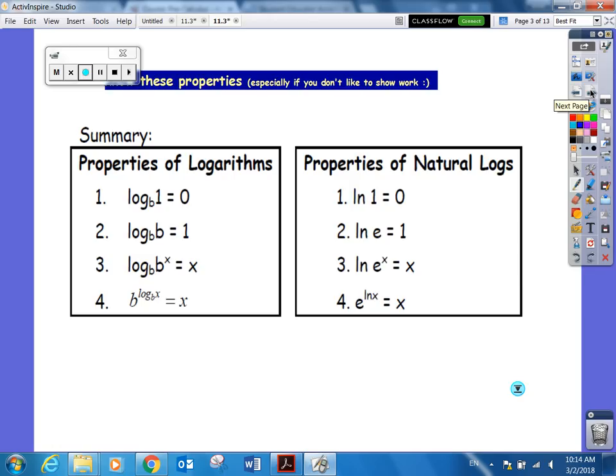Here are some properties that you can remember. You don't necessarily have to know these properties. You can go from log to exponential and exponential to log to get these answers, but if you know these properties, and as you look at them every day when you're doing your notes, your homework, and studying, you can see how you'll get to the answer a lot quicker. And I'll show you when we get to some of those examples how and why that works using the properties.